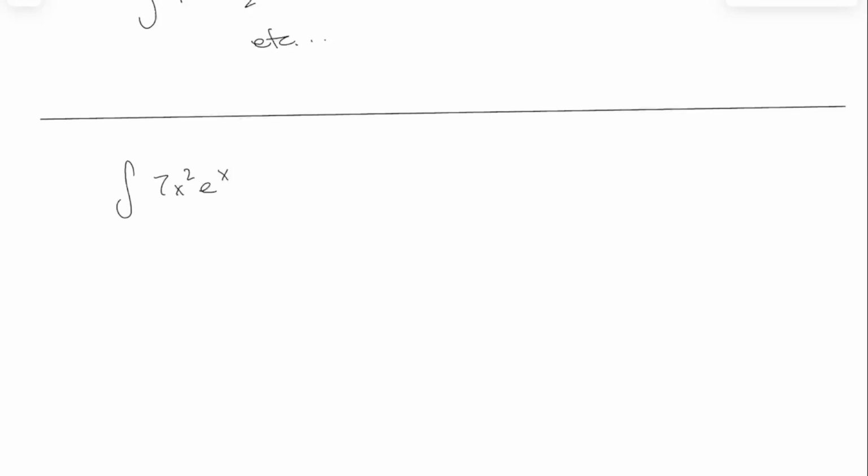7x squared times e to the x dx. Let's try this integral. Let's, you know, no funny business to start with. Let's just try to choose the parts. It's a little weird there's a 7 in here. You could just take the 7 all the way out to begin with, but I'm going to use it as one of my parts. So my two parts are going to be 7x squared and e to the x.